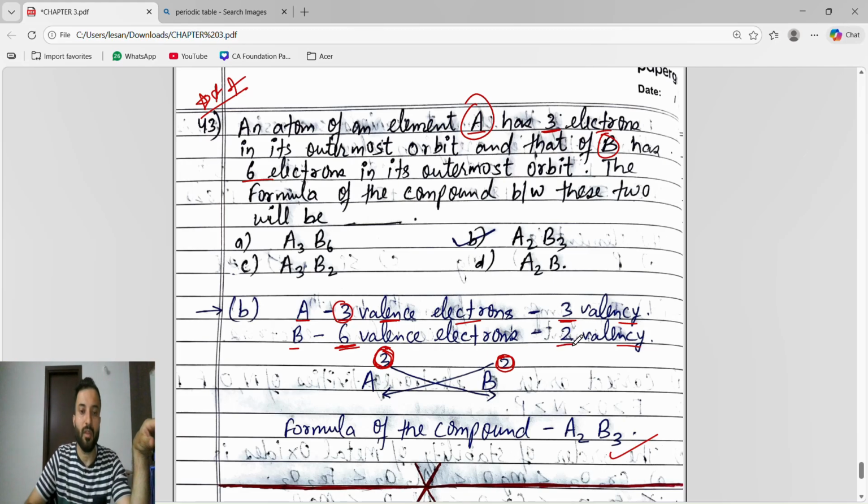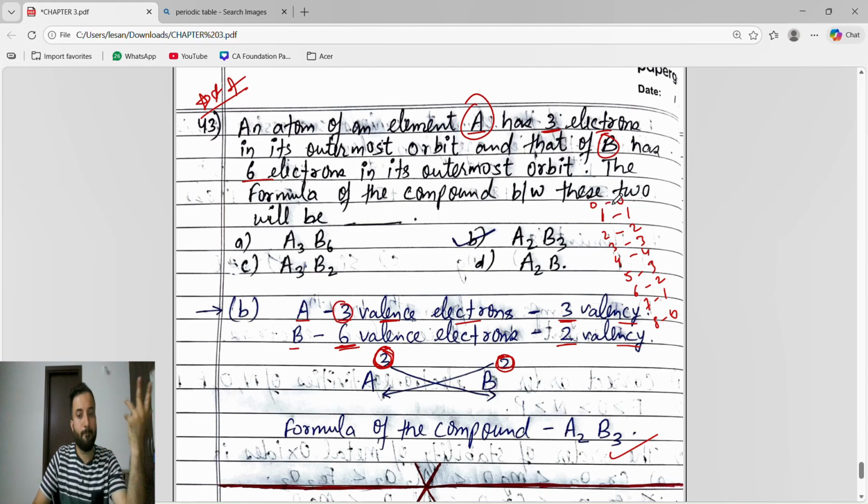Okay. So what will happen? 3 valence electrons, 3 valency. Guys, see, because we know 1 valence electron, 1 valency. 2 valence electrons, 2 valency. 3 valence electrons, 3 valency. 4 valence electrons, 4 valency. After that it will become reverse. 5 valence electrons, 3 valency. 6 valence electrons, 2 valency. 7 valence electrons, 1 valency. 8 valence electrons, 0 valency. And here also 0 valence electrons, 0 valency. Okay, like that. So 3 valence electrons, 3 valency.